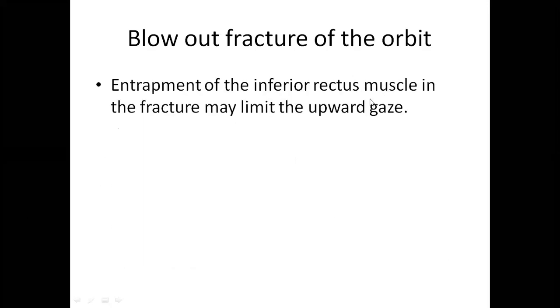Entrapment of the inferior rectus muscle in the fracture may limit the upward gaze. Okay, so the patient has difficulty in the upward gaze. There is a loss of sensation, there is ophthalmoplegia, and the ecchymosis all around. So this is all about the blowout fracture. And what is a blowout fracture? The damage of the inferior orbital margin.